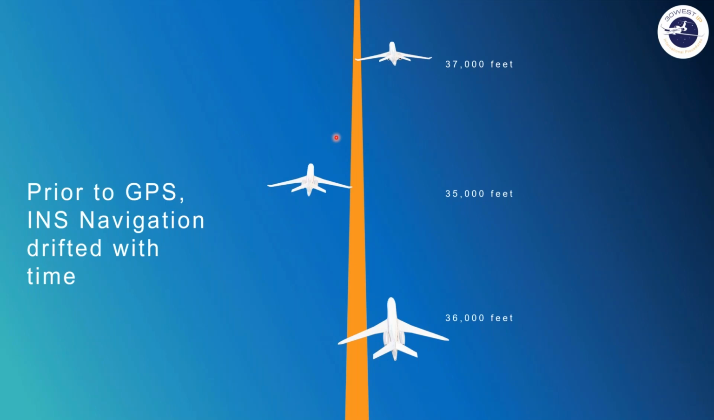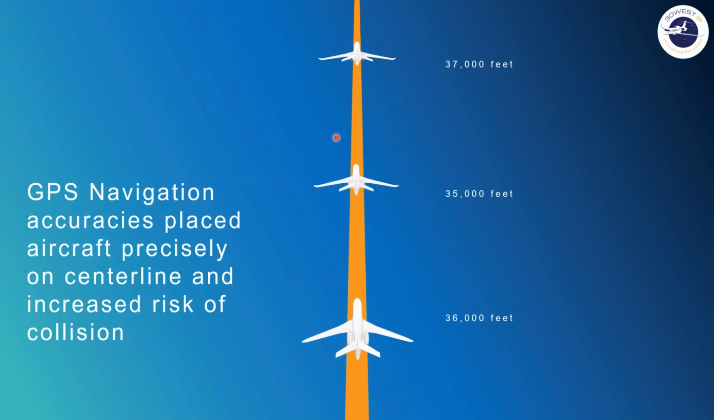And prior to GPS, the probability of a vertical loss of separation was low because of that natural drift. But as GPS was introduced, we are right over each other. It put us precisely on the center line, 1,000 feet apart, and any kind of error in the vertical navigation produced a risk of collision.